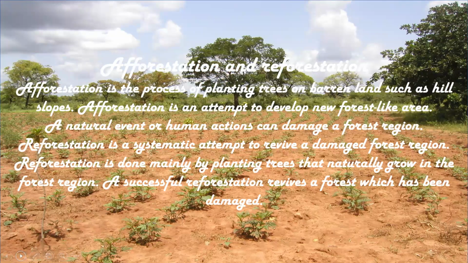Afforestation and reforestation. Afforestation is the process of planting trees on barren land such as hill slopes. Afforestation is an attempt to develop new forest-like area. A natural event or human actions can damage a forest region. Reforestation is a systematic attempt to revive a damaged forest region. Reforestation is done mainly by planting trees that naturally grow in the forest region. A successful reforestation revives a forest which has been damaged.